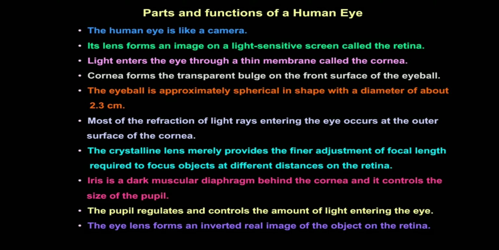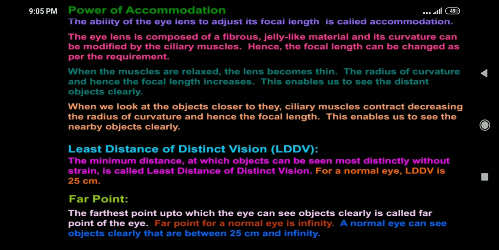The crystalline lens provides the finer adjustment of focal length required to focus the objects at different distances on the retina, which we are going to study next now. Iris is a dark muscular diaphragm behind the cornea and it controls the size of the pupil. The pupil regulates and controls the amount of light entering the eye, and the eye lens forms an inverted real image of the object on the retina.